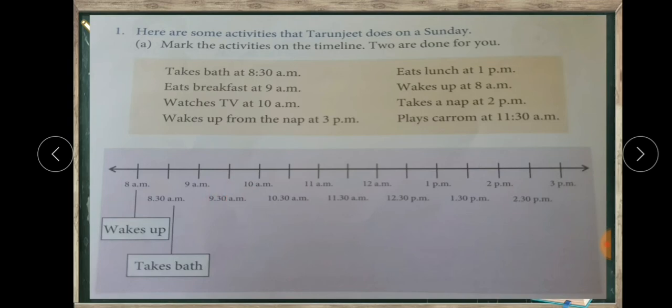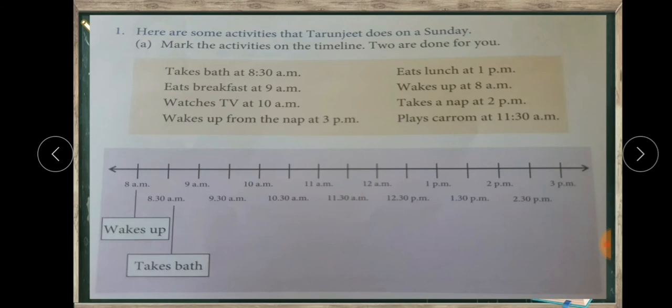Next 9:30 a.m., nothing is there. Then 10 a.m., what happened? Watches TV. So here we have to write watches TV. Next 10:30 a.m., nothing. Next 11 a.m., nothing. 11:30 a.m., plays carom. So at 11:30 a.m. here we have to mark plays carom.